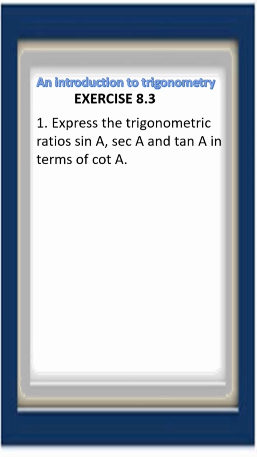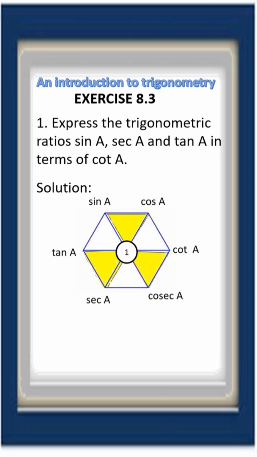Now let us solve the first question of exercise 8.3. Express the trigonometric ratios sin A, secant A and tan A in terms of cot A. Now let us solve. Let us have the magical hexagon with the 6 trigonometric ratios. It is not compulsory. If you forget all the formulae, then you can use it. That's all. It is only rough work. Now let us express sin A in terms of cot A. Where is sin A in the magical hexagon? This is sin A, this is cot A.